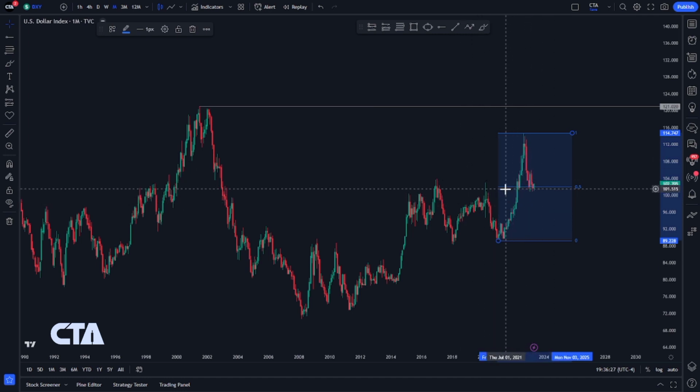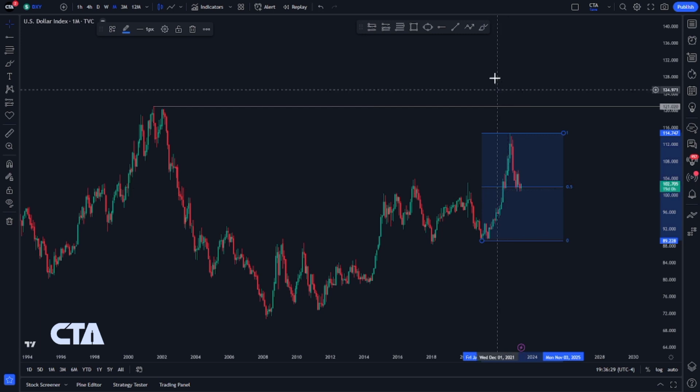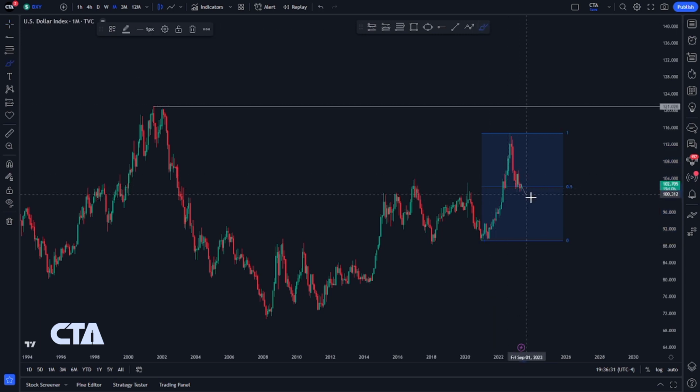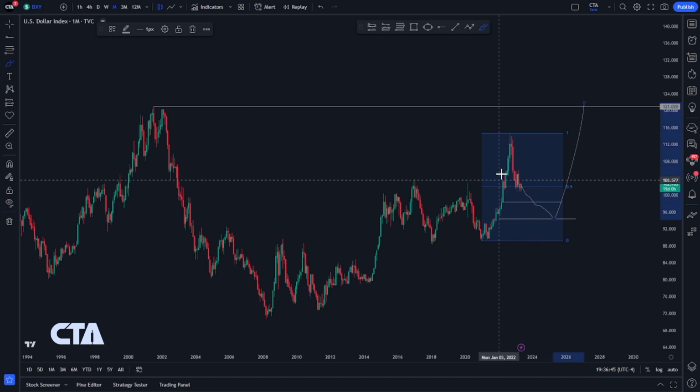Personally, I do not like to trade around the 50% level. I like to see deeper pullbacks and deeper retracements into more optimal trade entry levels around these areas here. That is where I like to see my buys coming in from. And of course, remember, this is the monthly chart.